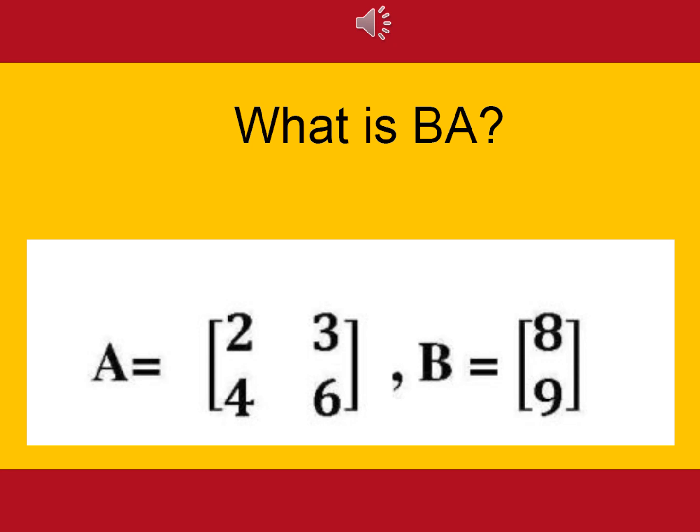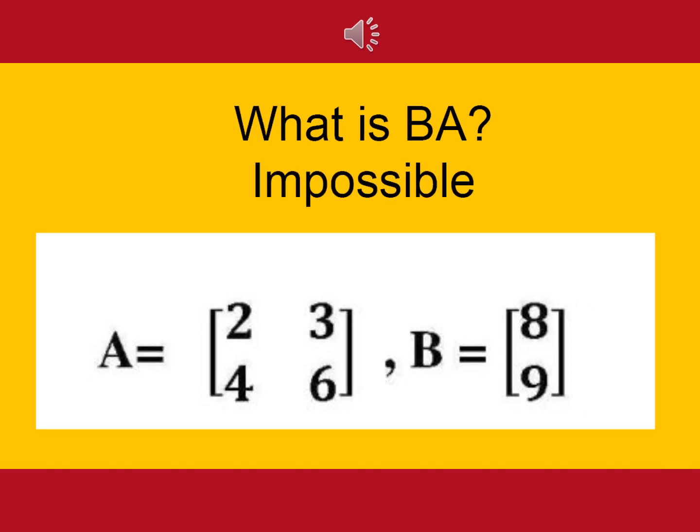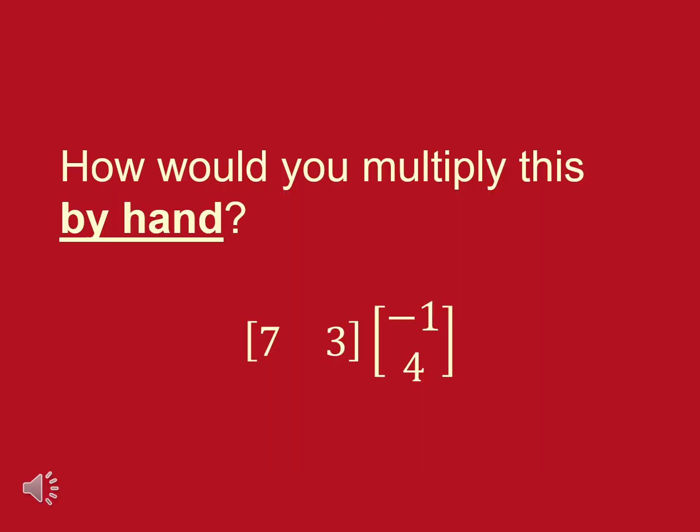So if I gave you a problem like this one, and I said, what is BA? You'd look at B and think, gee, that has 2 rows and 1 column. A is 2 by 2. That 1 column on B and 2 rows on A, those don't match up. And so you can't do that problem. It's impossible.